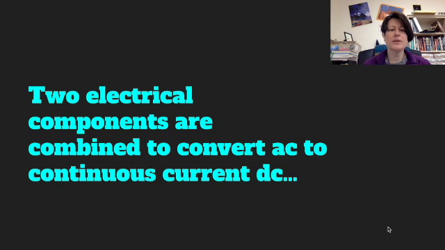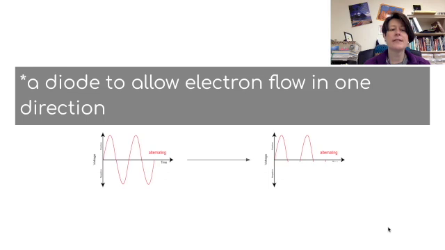So what we do is we have to have two electrical components combined to convert AC to continuous direct current. So we have a diode to allow electric to flow in one direction. So here is our alternating current, our positive and negative voltage. It goes through the diode here, and on the other side, it's only in one direction, but that is really bumpy. It would be going off and on continuously.